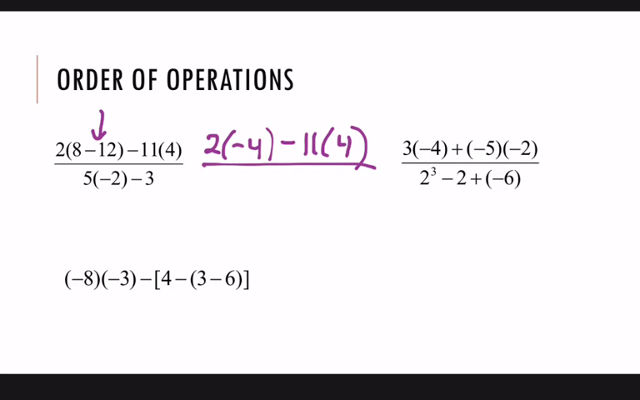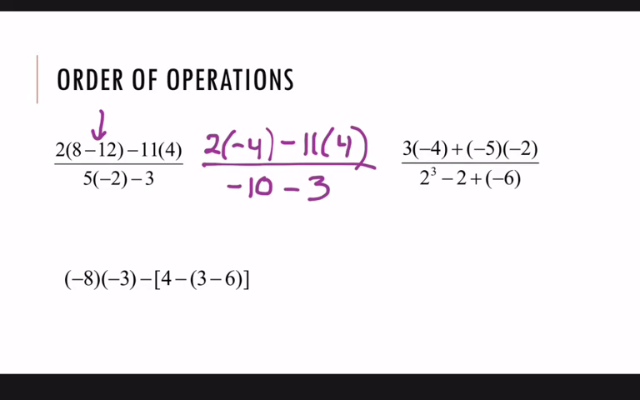Now you can kind of skip back and forth between these two problems. So we're working two at the same time. All right, so below the fraction line, there's nothing to do in the parentheses, so we move on. No exponents. Then we move on to multiplication and division. So we do have multiplication. 5 times negative 2 is negative 10.